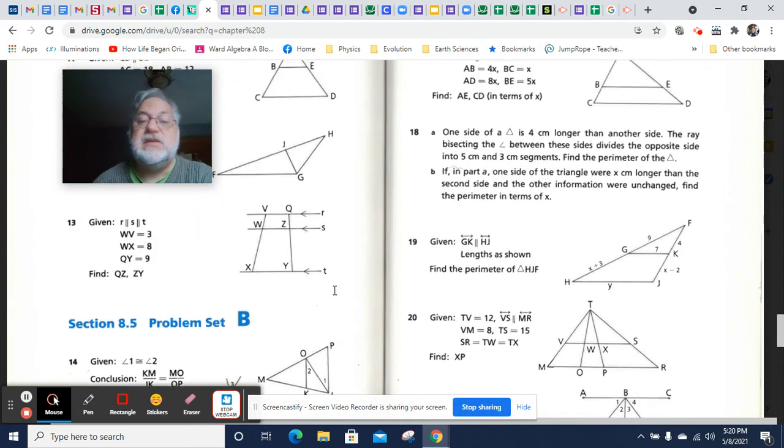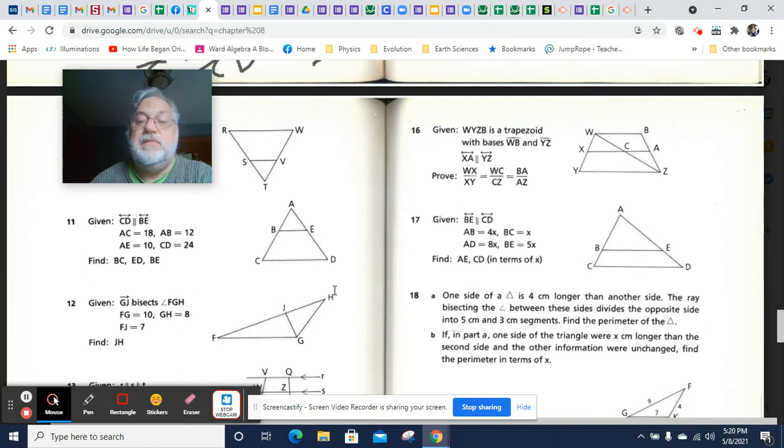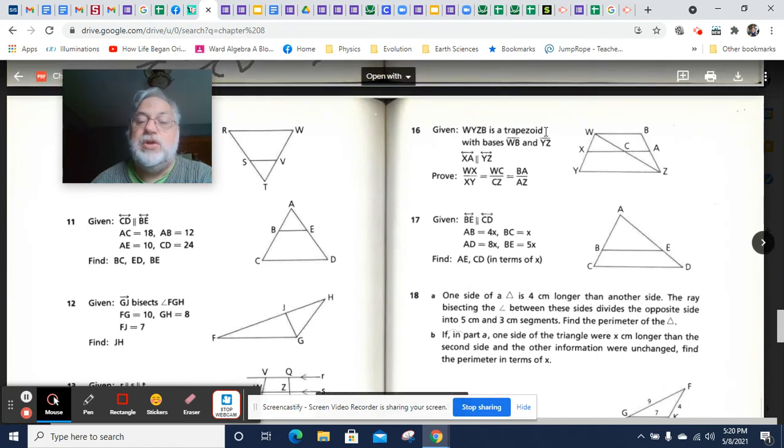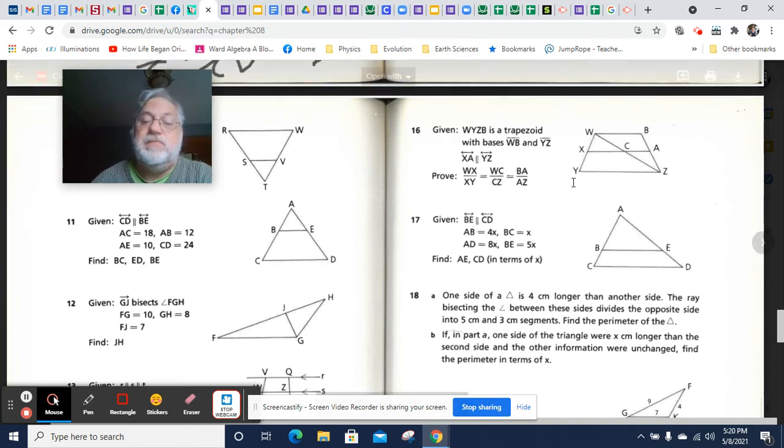Now let's take a look at 16. It's a trapezoid. When they told you it's a trapezoid, that tells you that WYZB has bases of WB and YZ. That's telling you that WB and YZ are parallel as one of the characteristics of a trapezoid. Its bases are parallel. We also know that XA is parallel to YZ. So now we have 3 parallel lines because now XA is also parallel to WB by the transitive property.